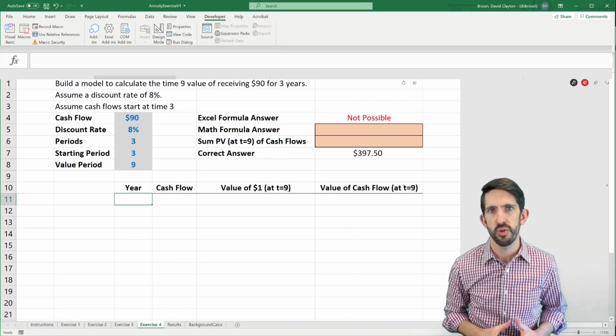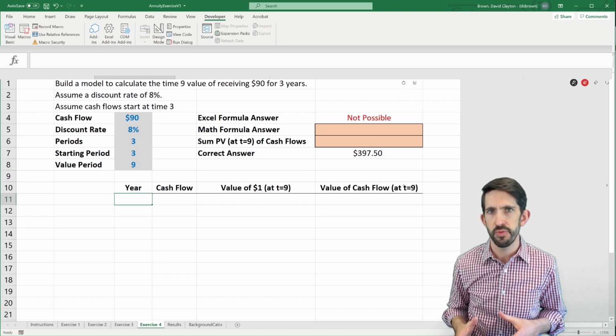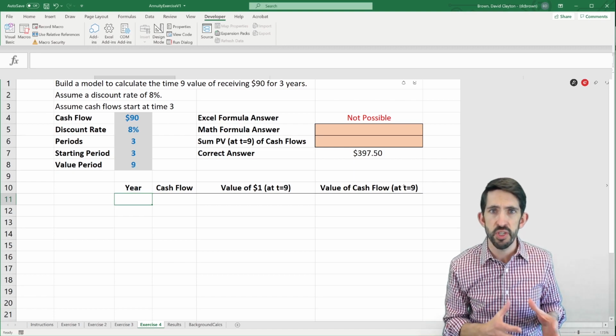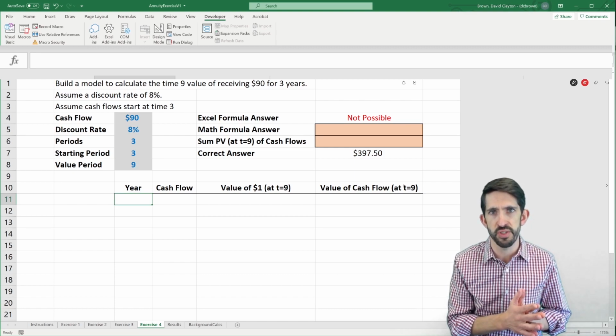This video is going to walk you through the last 3 exercises of the annuity exercises spreadsheet. As before, we're going to use previous material whenever we can. So if you need to watch that video, that's the previous video that walked through the first 3 exercises.